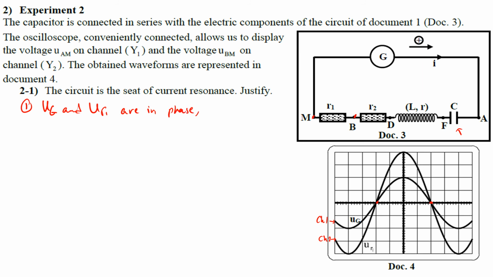where UR1 is the image of the current I. So this is the answer. The circuit is the seat of current resonance, as we said. They are in phase. This is the first component or the first reasoning. The second point is that UR1 is the image of I.